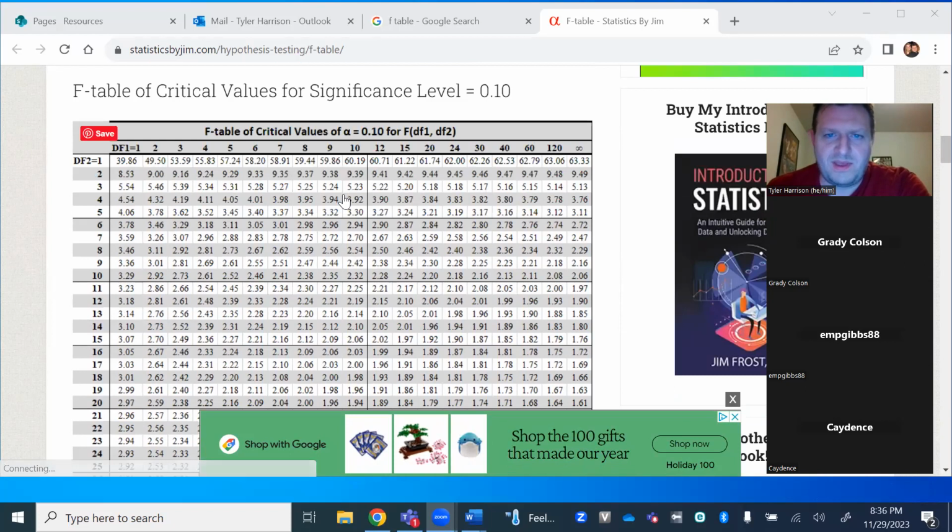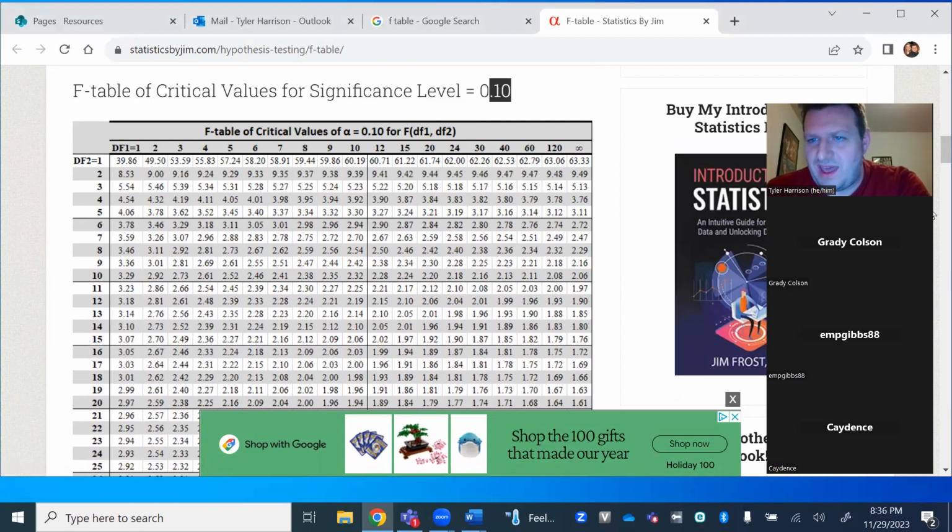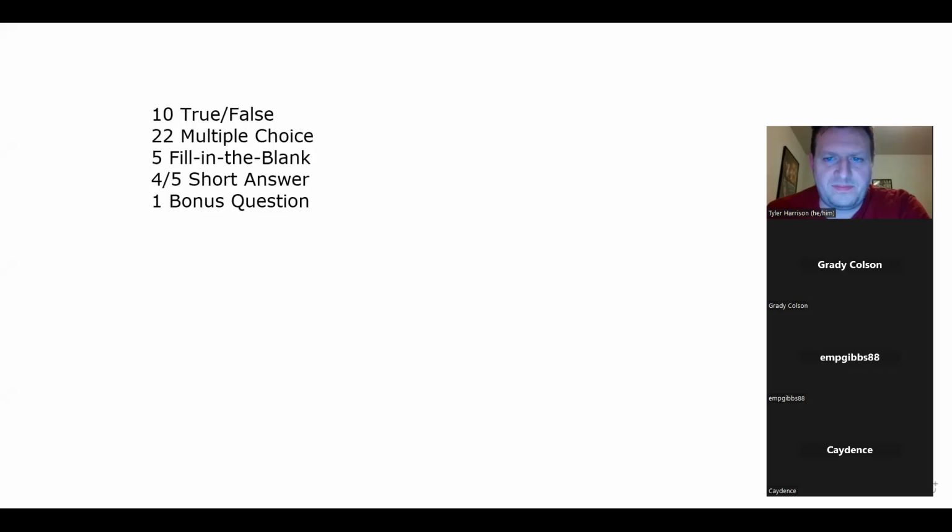Sound good? Although this would not be a good one because this is for an alpha level of 0.1, and we do not have an alpha level of 0.1. We have an alpha level of 0.05. You also see that the F table that I gave you guys is a lot more attractive than this thing. Did that help? Yeah, thank you.